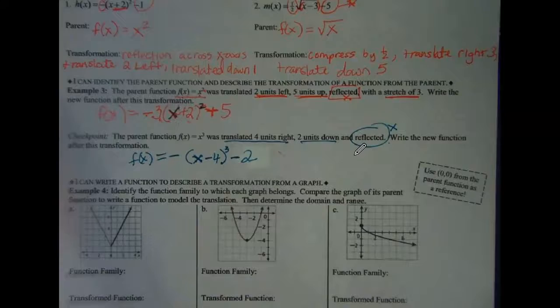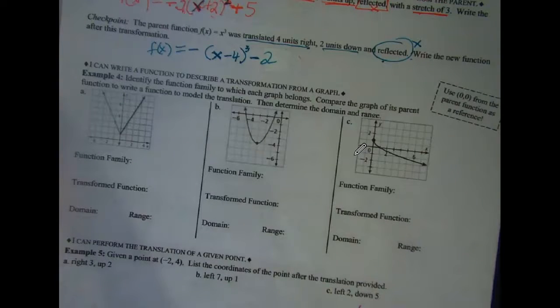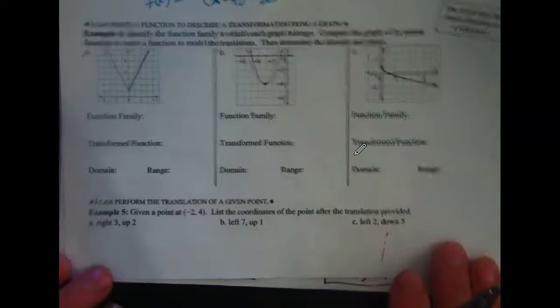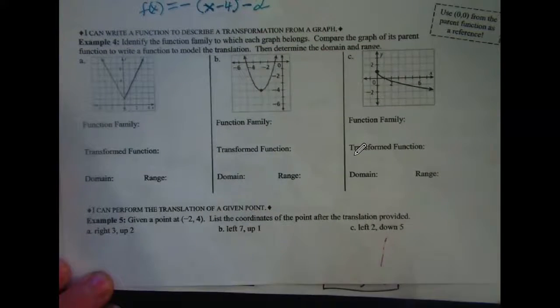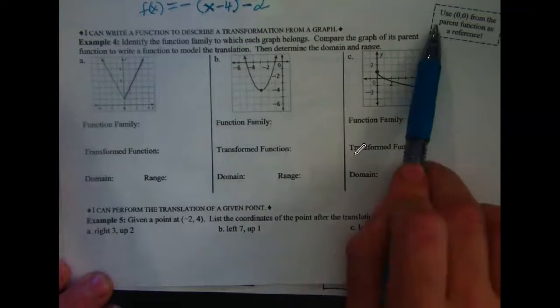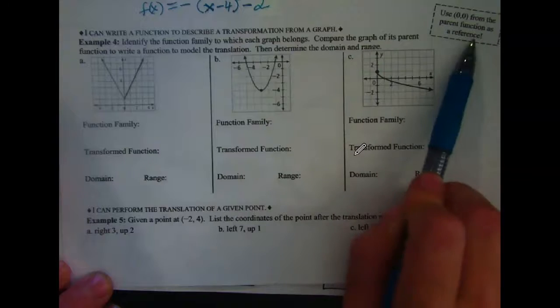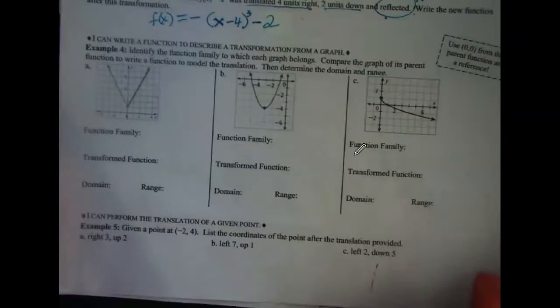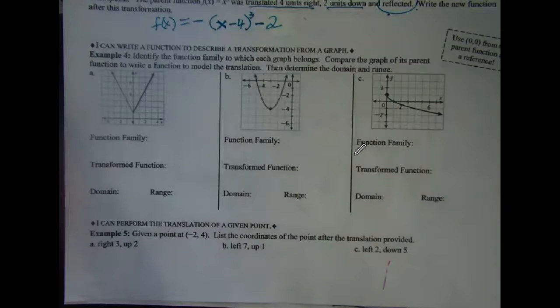All right, so now we are going to go to the very last part, which is the graphing: writing a function to describe a transformation on a graph, but then also performing translations on points as well. So they kind of go hand in hand since they all have to do with graphs. The first thing we want to make sure of is that we're going to use 0, 0 for the parent function as a reference. Those are our reference points. We're using the parent functions for these, and then we're going to describe what happens.